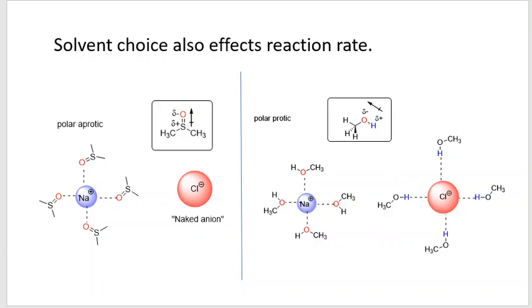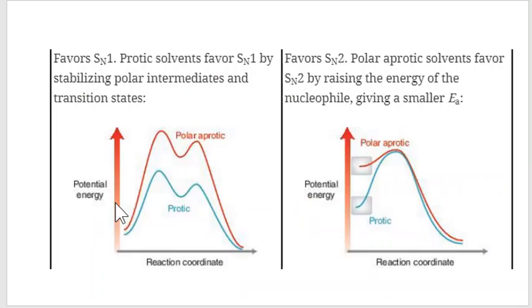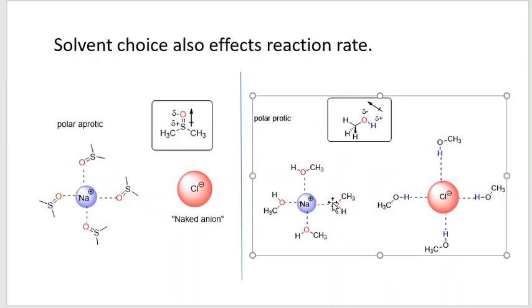And so what happens is that polar protic solvent, for an SN1 reaction, stabilizes the polar intermediates and transition states. So it's stabilizing this part here, the charged part, and this is the polar protic. And what happens is all of that charged stuff in the middle there gets stabilized by the polar protic solvent.